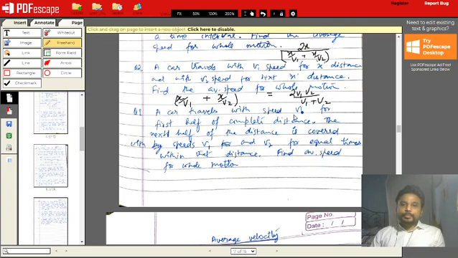A car travels with the speed v naught for the first half of the complete distance. The next half of the distance is covered with speeds v1 and v2 for equal times within that distance. Find the average speed for the whole motion. So it is given that in the next half of the distance, the speeds are v1 and v2 for equal times. So we want to find the time taken for that particular motion.